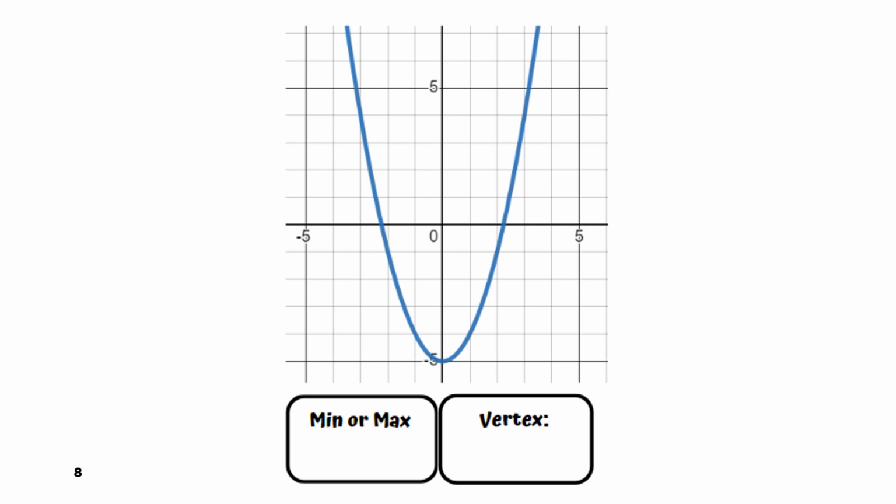So let's look at this. What's your vertex here? Well, first of all, does this have a minimum or maximum value? Well, it's in a valley, so it's got to have a minimum value. Our vertex, well, (0, -5). 1, 2, 3, 4, 5.